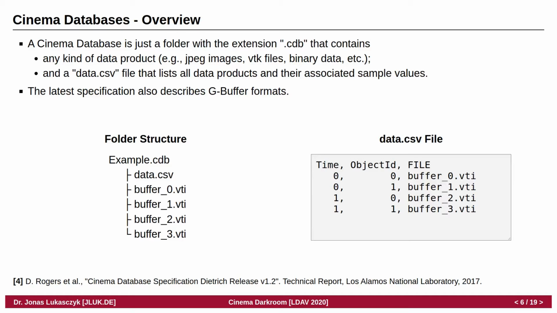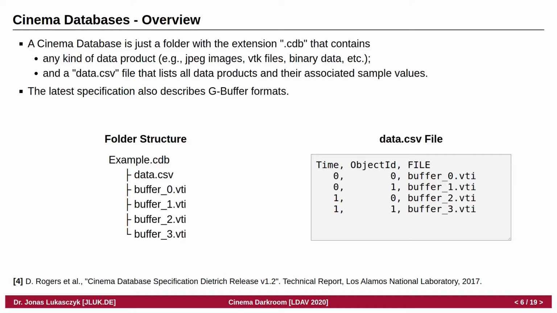In fact, a cinema database is just a folder with the extension .cdb that can contain any kind of data product, for example JPEG images, VTK files, raw binary data, and so on. The only special thing is that the folder has to contain a data.csv file that has a column named file that records the relative path to all data products, and any number of additional columns that record associated sample values of the data products, such as their corresponding cycle time, object ID, and so on.